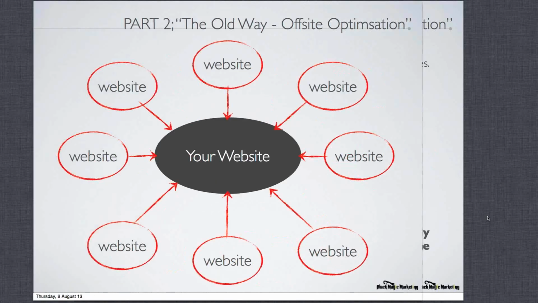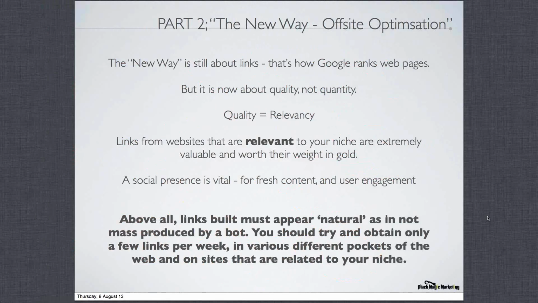The new way is still about links because that's how Google ranks its web pages. That's its patent. But now it's about quality, not quantity. Quality equals relevancy. Links from websites that are relevant to your niche are extremely valuable and worth their weight in gold. Social presence is vital for fresh content and for user engagement. And above all, links built must appear natural, as in not mass-produced by a bot.